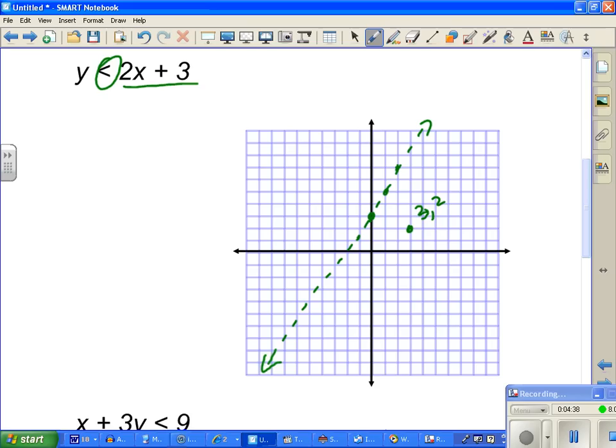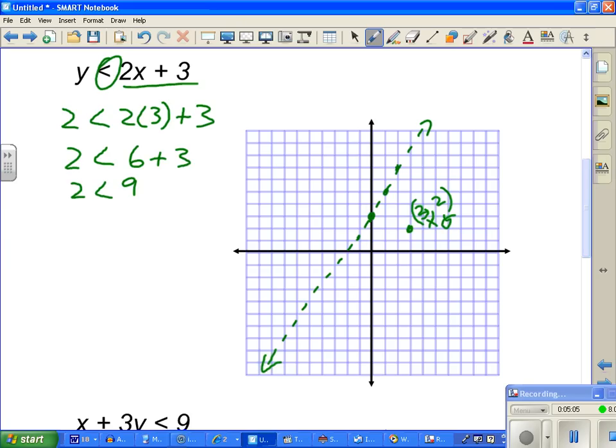3, 2. Now that's obviously on one side of the line. Well, if that solution works, then I shade below that line. If it doesn't work, then I shade above the line. Okay, so my y is 2, is less than 2 times 3, because that's my x. Remember, x, y. We'll plug it in just like we did on the last slide. Plus 3. So 2 is less than 6 plus 3. 2 is less than 9. Is that true? Yes, it is true. So we shade down here.